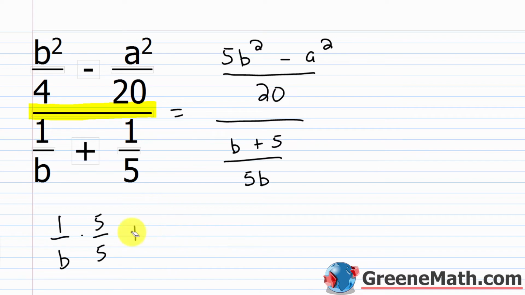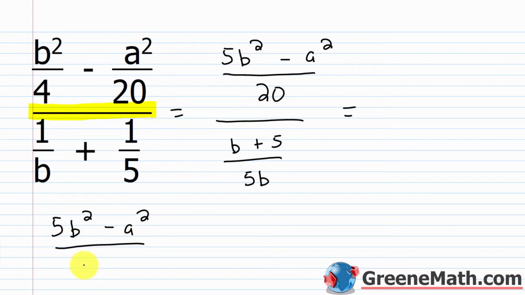All right, so let's erase this real quick. And again, we're going to set up our multiplication. So this top guy, 5b squared minus a squared over 20, is multiplied by the reciprocal of this guy. I'm taking this and I'm dividing by this. So the first one, or the top one now, stays unchanged. We multiply by the reciprocal of the bottom one. So this is 5b over b plus 5.